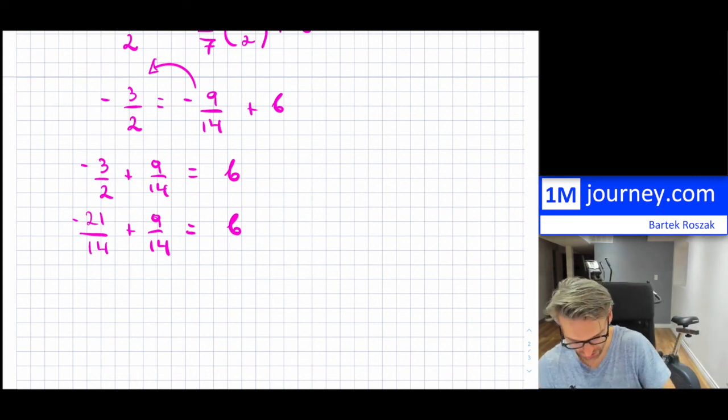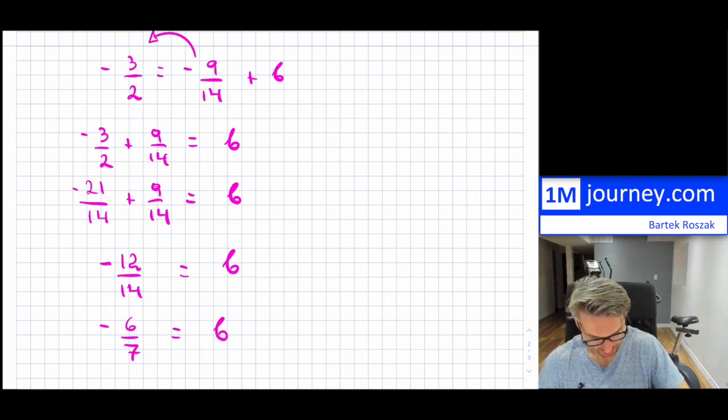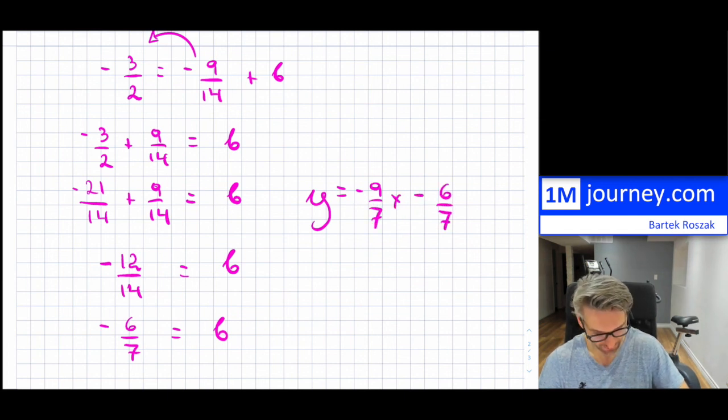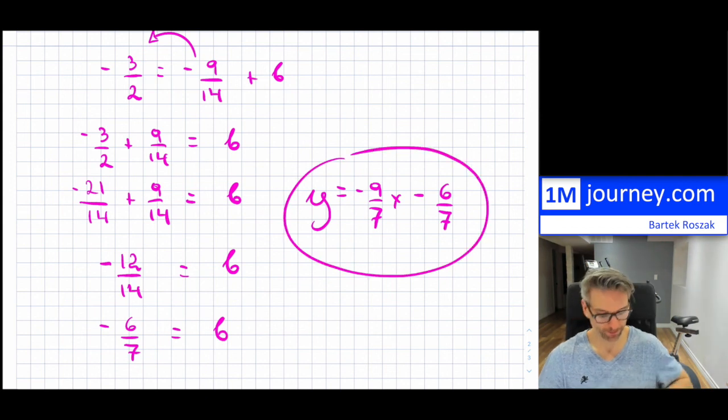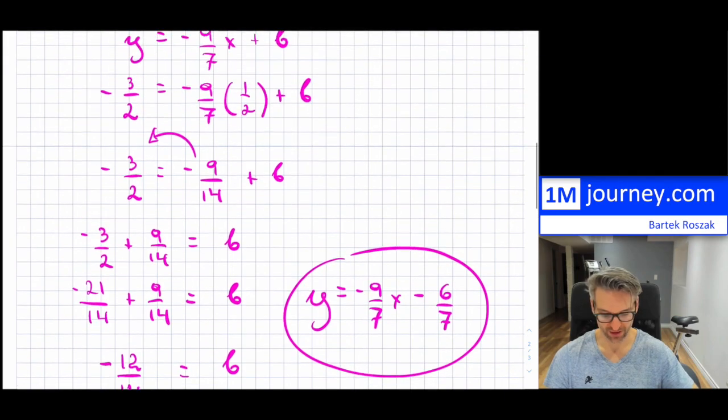So that is -12/14, which is equal to b. Reducing it by 2, this is -6/7. So our equation of the right bisector is going to be y = -9/7x - 6/7. And there you have it. That's how you find the right bisector of a line segment.